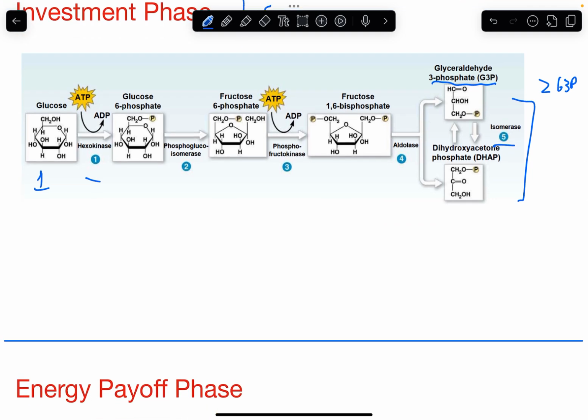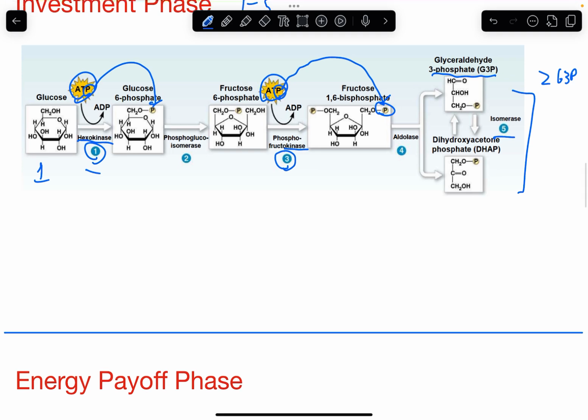So let's highlight the important steps here. Step 1 and step 3 are very important as they utilize ATP and are very highly regulated. The enzymes used are hexokinase and phosphofructokinase. The kinases take the inorganic phosphate of ATP and add it on to the respective molecules. So glucose in step 1, and then fructose 6-phosphate becomes fructose 1,6-bisphosphate because the phosphate is transferred. It's a transferase enzyme onto the molecules, right?